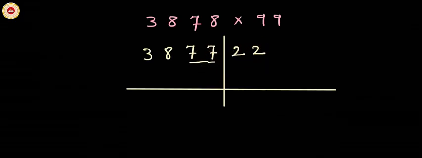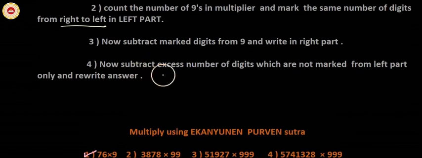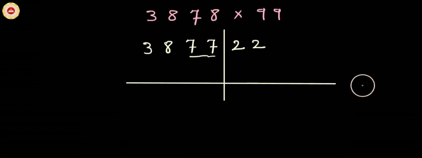Now friends, what is the fourth step? Now subtract the excess number of digits which are not marked from the left part only and rewrite the answer. We marked these two digits 7 and 7. Which are the unmarked digits in the left part? These two digits are not marked. 3 and 8 are those two digits. Now friends, let us subtract this number 38 from the left part only.